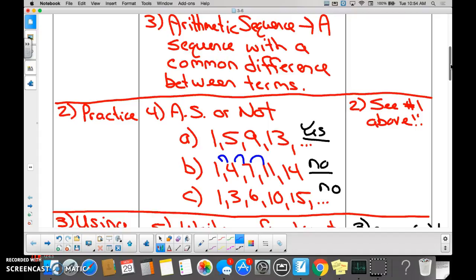1, 3, 6, 10, 15. Even though there's a pattern here, increase by 2, increase by 3, increase by 4, increase by 5. Definitely a pattern, not an arithmetic sequence, because there is not a common difference. Clear?